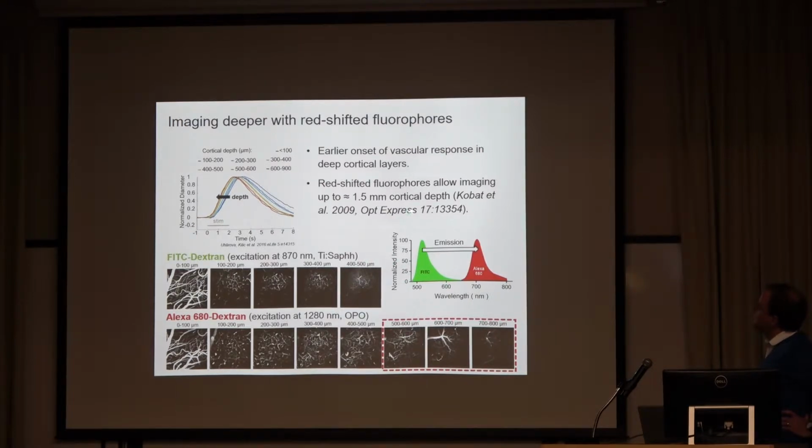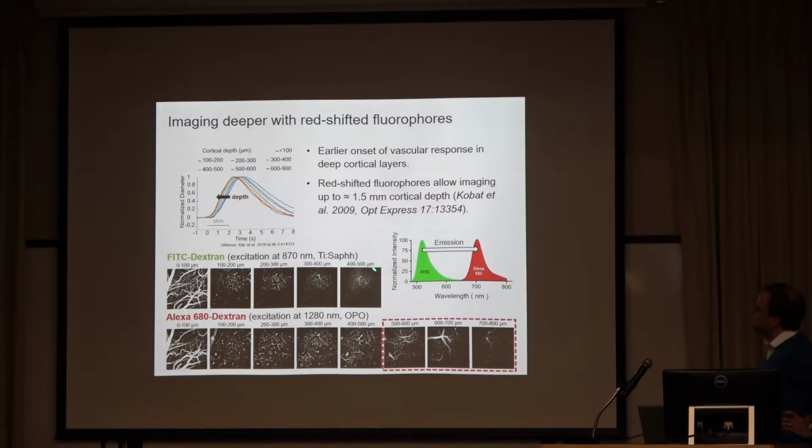It has been proposed or shown already in 2009 that we can image up to 1.5 millimeter cortical depth with that. We are not that ambitious, but I show you here a comparison between FITC dextran, which you may know has an emission of about 520 nanometers in maximum, and Alexa 680, which emits about 200 nanometers closer to the red. And this is the same preparation imaged with FITC dextrans.